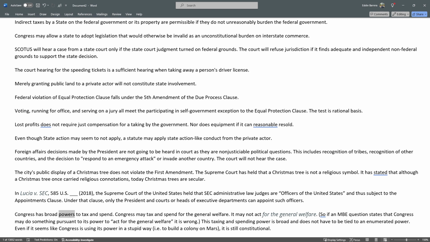Congress has broad powers to tax and spend. Congress may tax and spend for the general welfare. It may not act for the general welfare. So if an MBE question states that Congress may do something pursuant to its power to act for the general welfare, it is wrong. This taxing and spending power is broad and does not have to be tied to an enumerated power. Even if it seems like Congress is using its power in a stupid way, i.e., to build a colony on Mars, it is still constitutional.